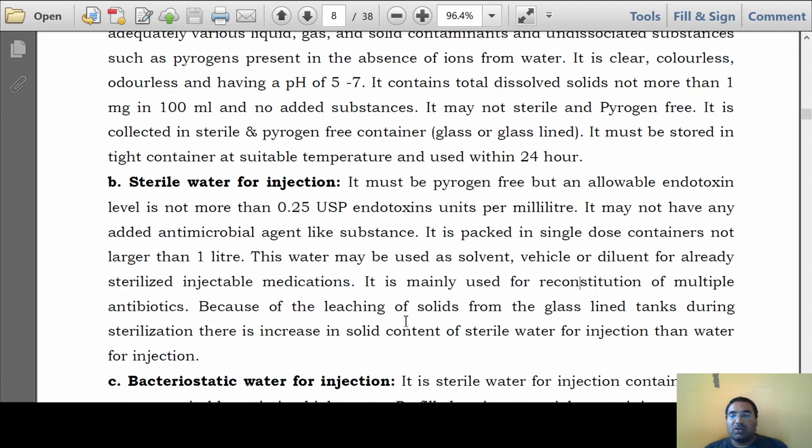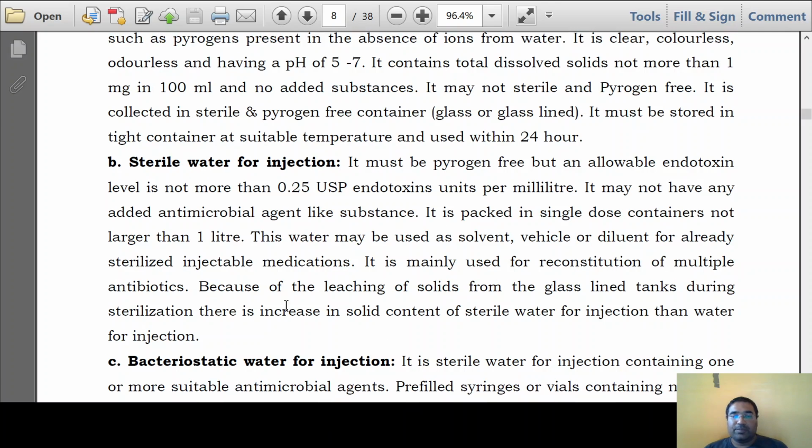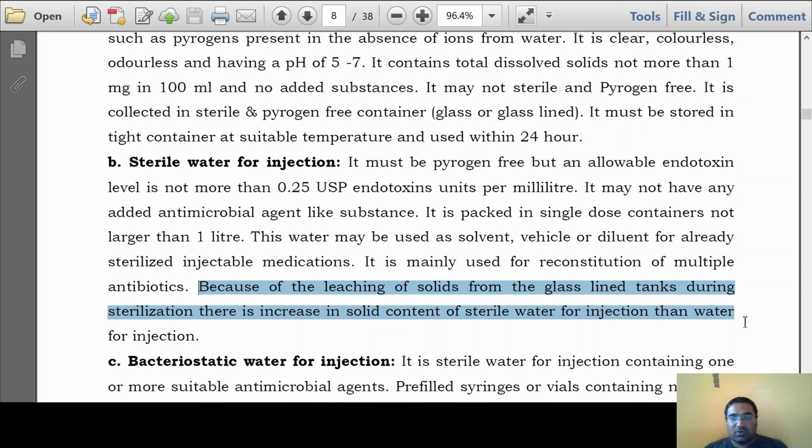Because of the leaching of the solids from the glass lined tanks during sterilization, there is an increase in solid content of sterile water for injection compared to water for injection. During sterilization, what may happen? Solid content may increase. As we have already seen, the water for injection solid content should not be more than 1 milligram in 100 ml.